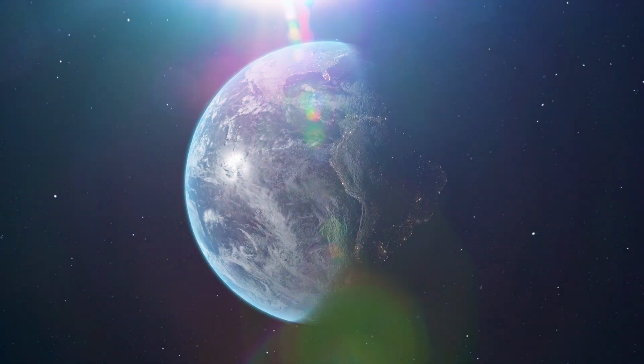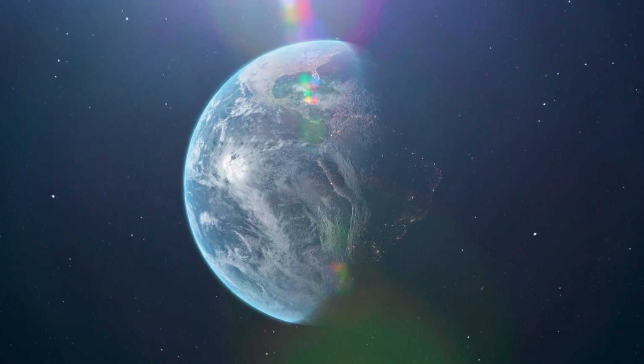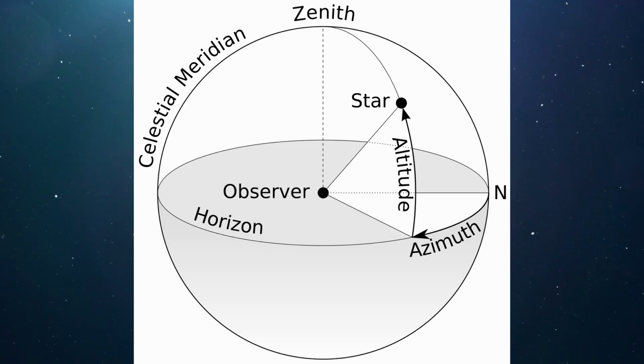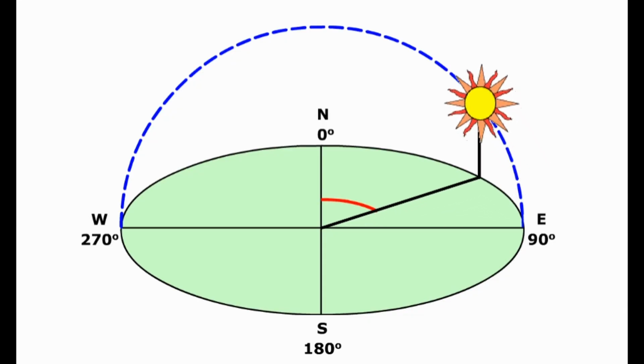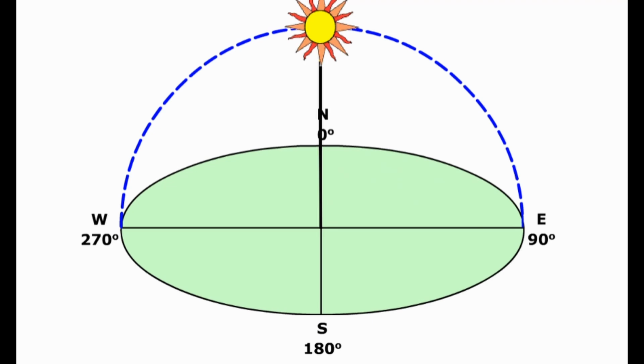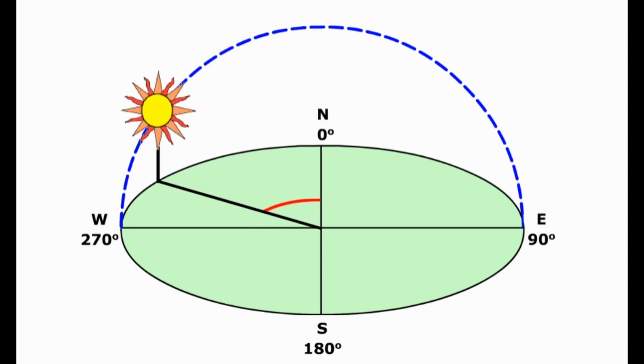When we talk about capturing solar energy, understanding the Sun's position is crucial. To describe it, we use something called the azimuthal coordinate system, which includes two main angles. First, there's the azimuth angle, which shows us the Sun's direction relative to true north, from 0 degrees all the way around to 360 degrees, with 90 degrees representing east, 180 degrees south, and so on.